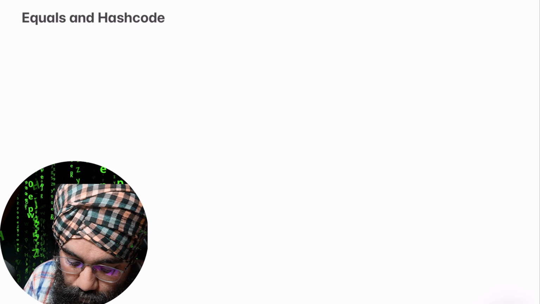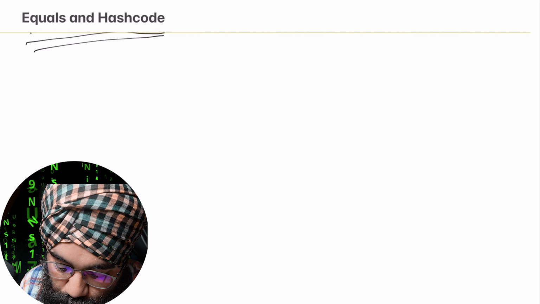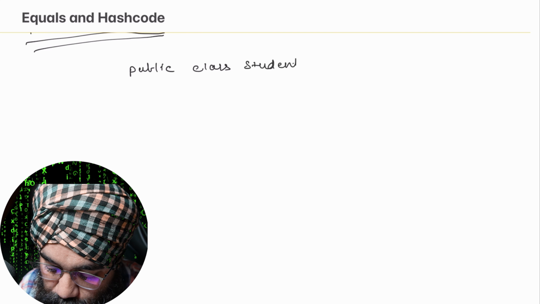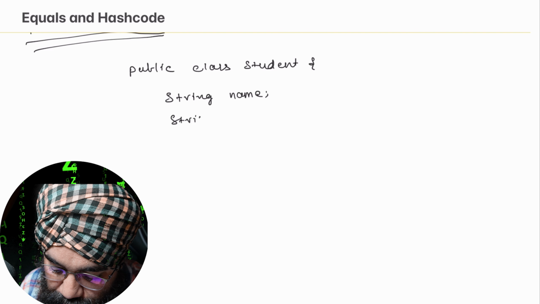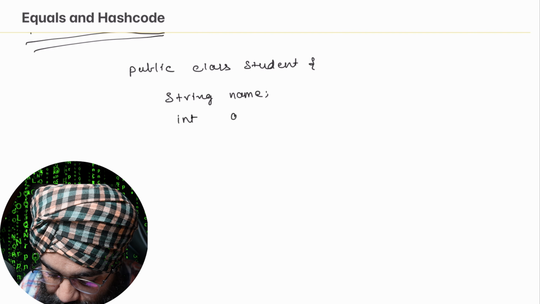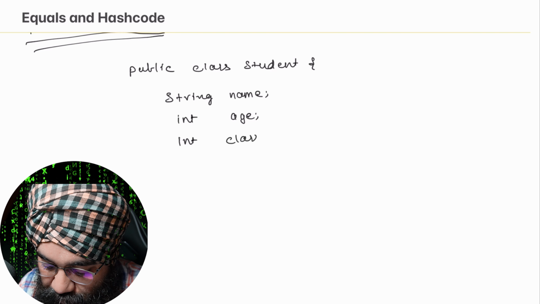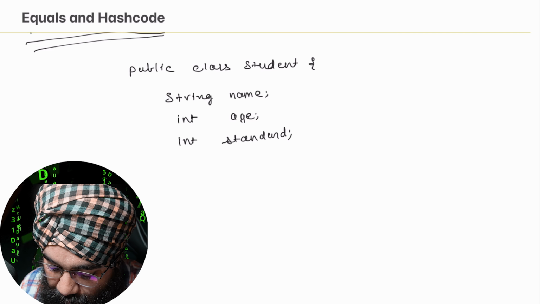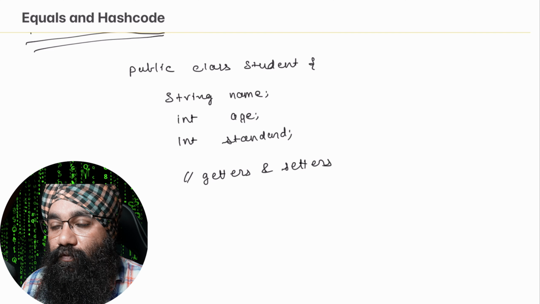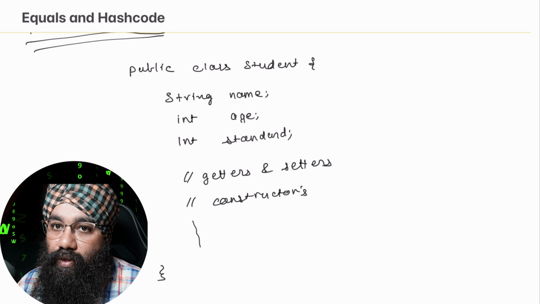So let's get started. First, let's cover equals and hashCode. Suppose I have a Student class. I define a class Student. Let's take int age, and we have a standard. We have all the getters and setters for the Student class. We also have the constructor. So we have the Student class here.